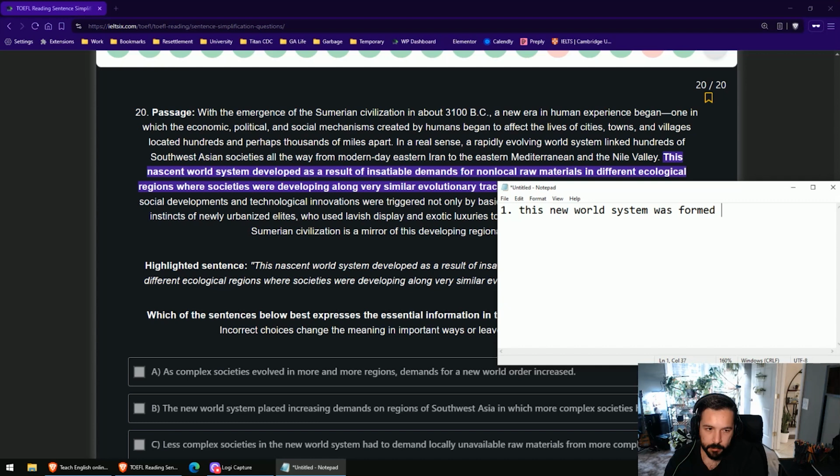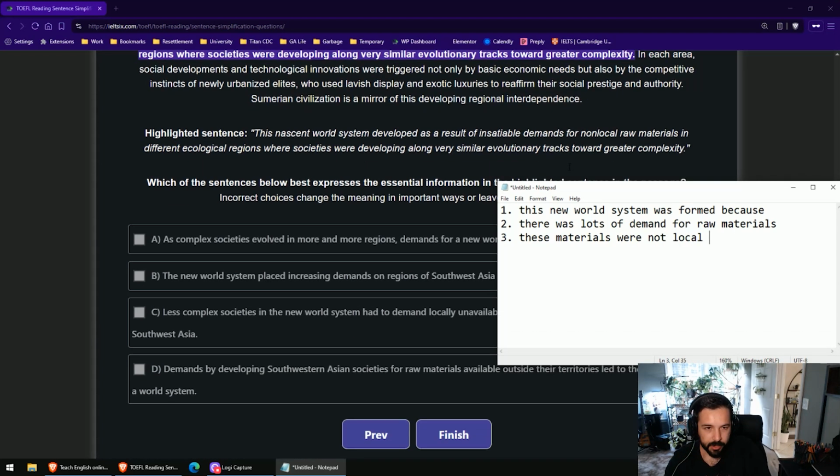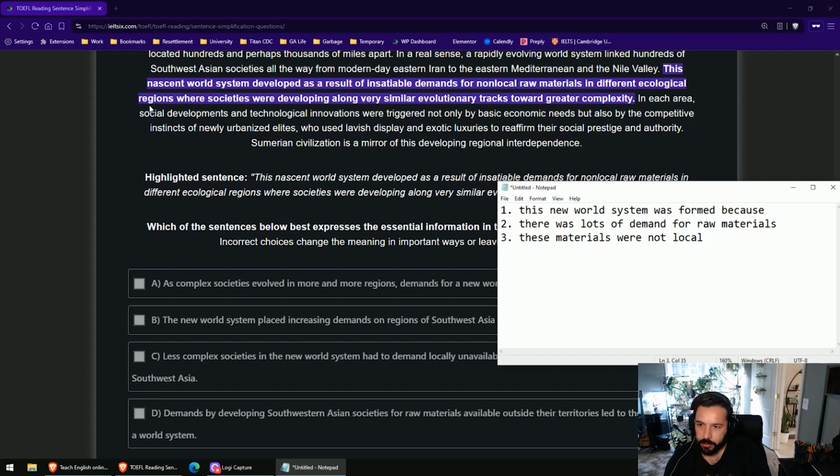was formed because there was lots of demand for raw materials, and third, these materials were not local. That is important, probably. And raw materials in different ecological regions, so they were coming from other regions. And fourth, let's see if we have a fourth. In regions where societies were developing along similar tracks towards greater complexity. So these societies were becoming more complex. Okay.